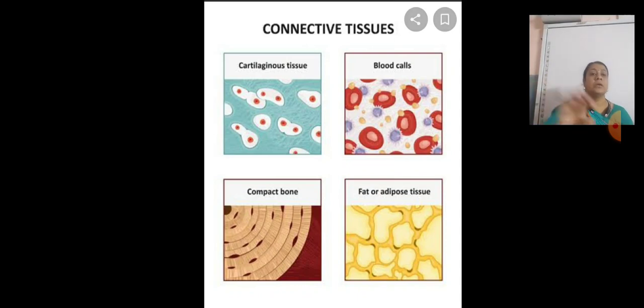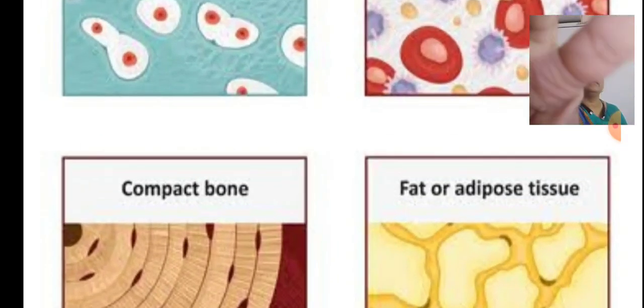Next is the slide about connective tissue: cartilage tissue, blood cells, compact bone, and fats. Fats are needed because they store energy. If we do not eat anything, they release the energy. So adipose tissue acts like a reserve bank. It gives energy whenever we need.